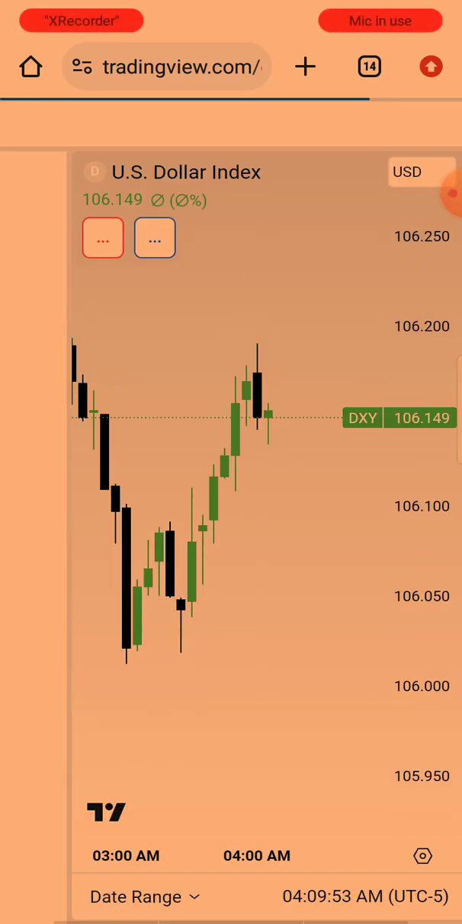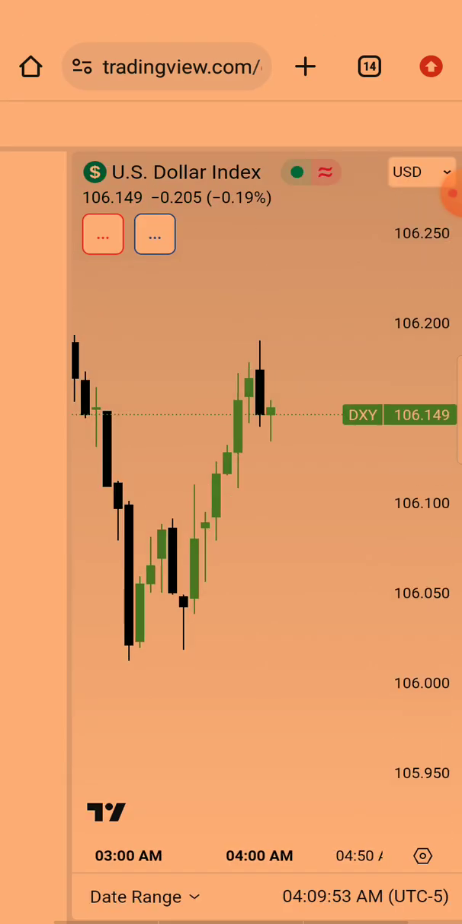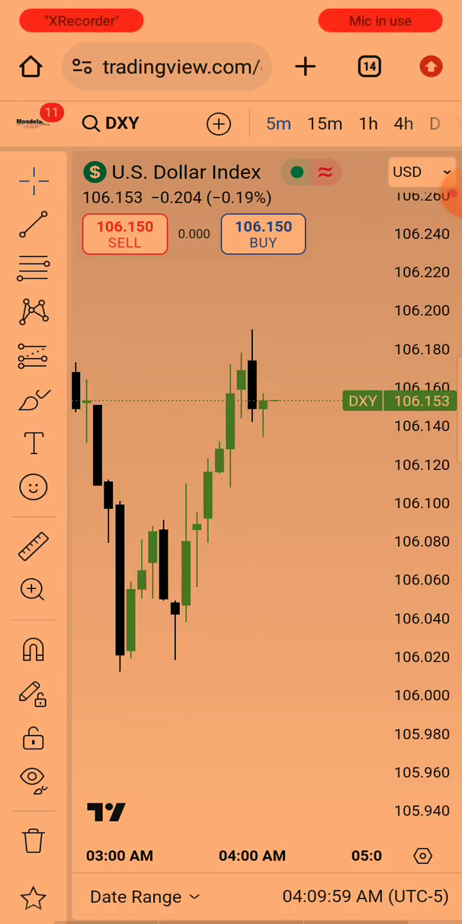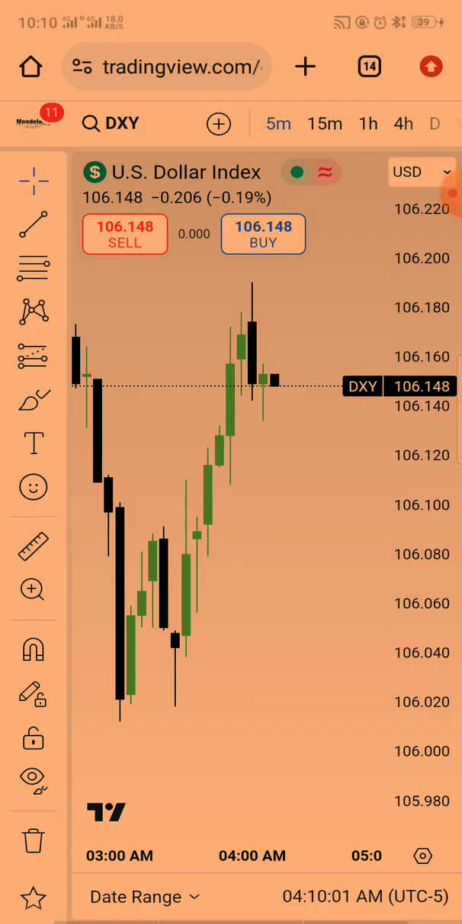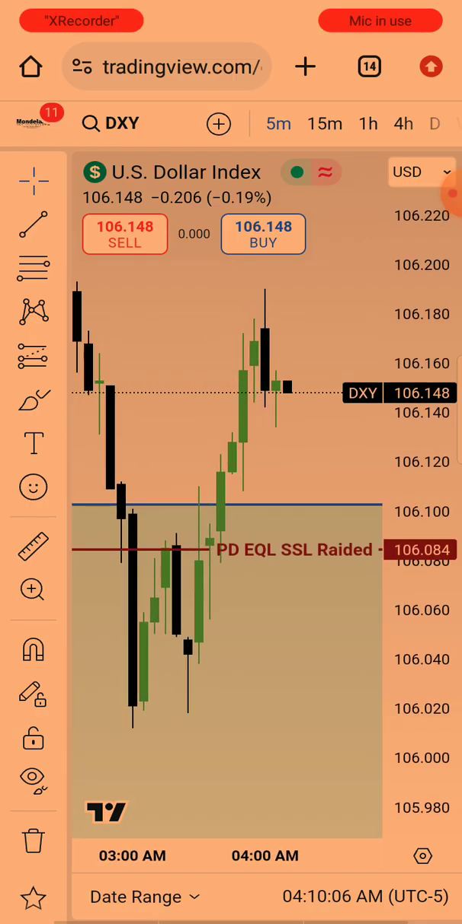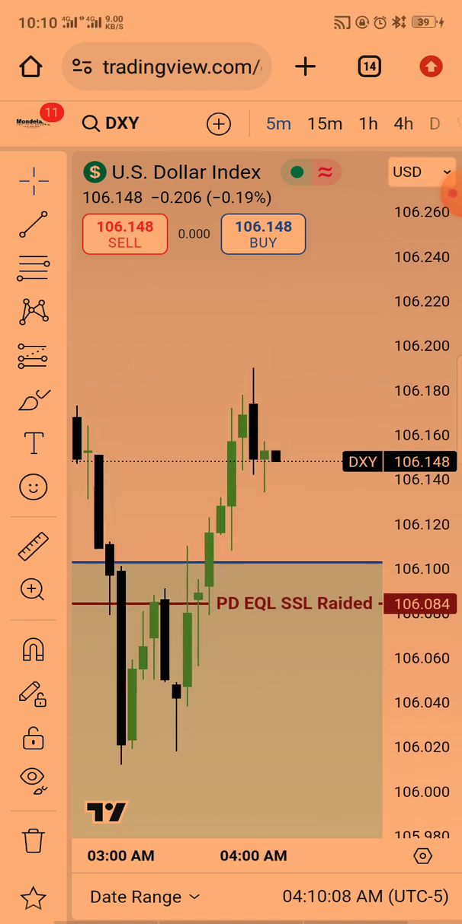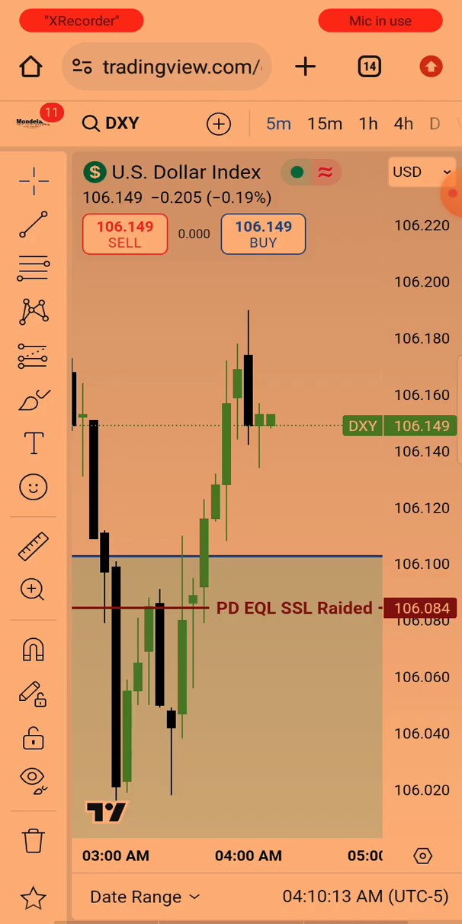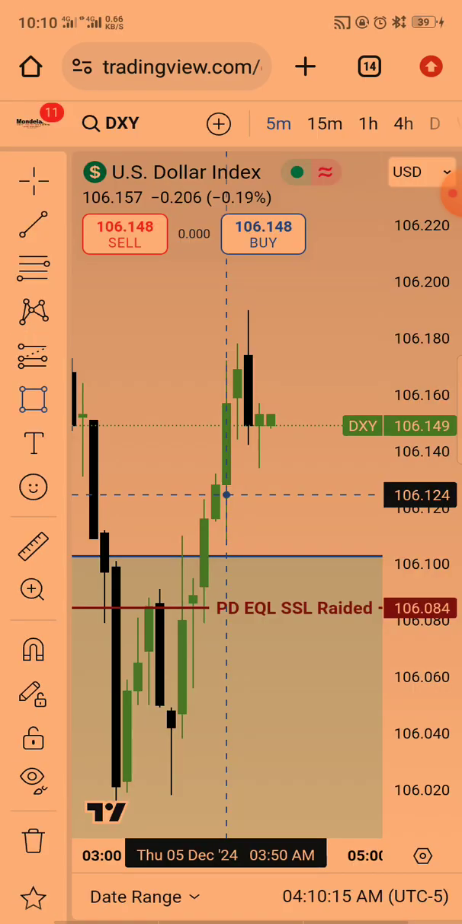Okay, this is DXY. Now you can see DXY has given me a fair value gap here, but that EU did not give me a fair value gap, right? You can see here now. DXY here gave me two fair value gaps right here. I don't know if any of you have seen it, but let me show you people.